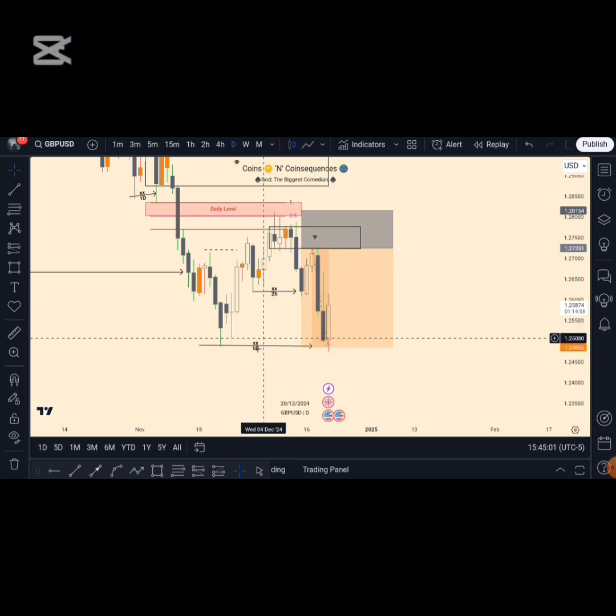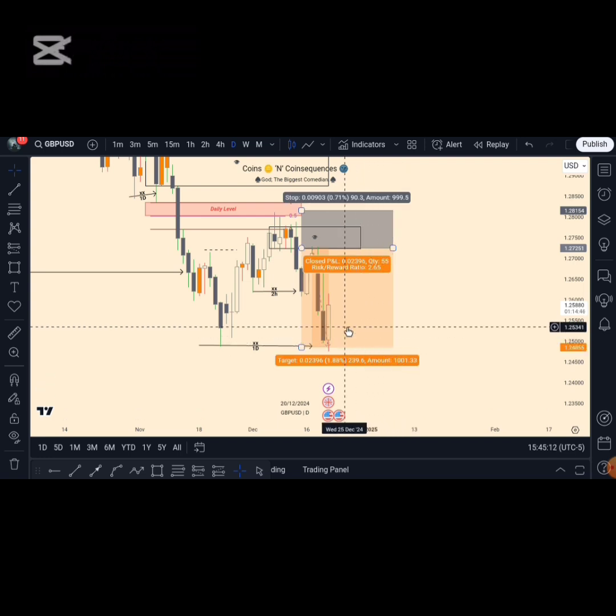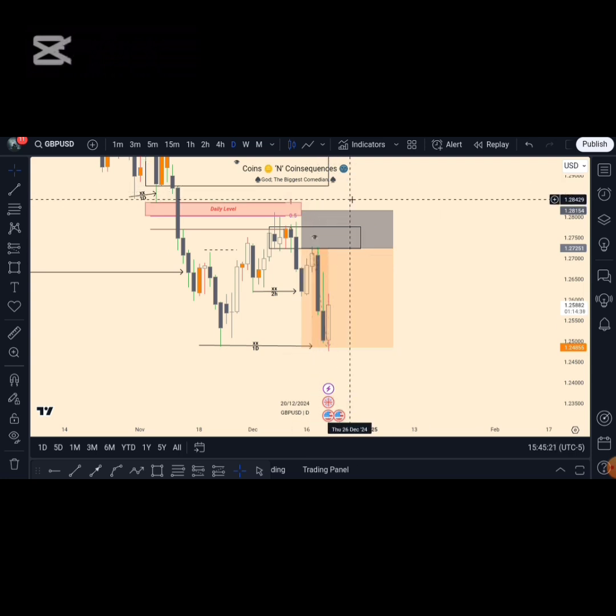So the target here, this is what you do. You target the recent low on such a downtrend like this. And what do we have? We have 2.65 RRR. That's actually better than 1.25 or so.